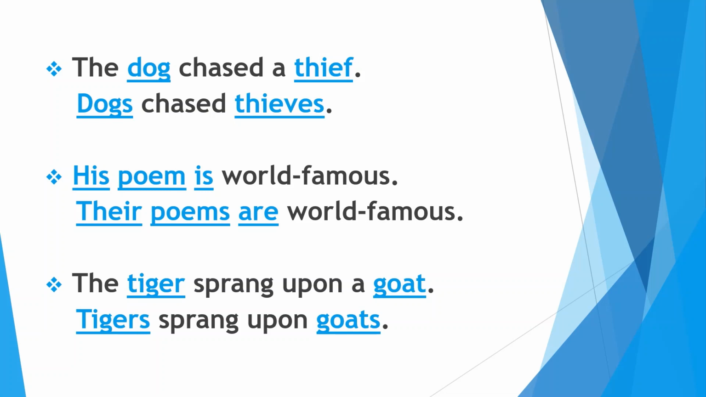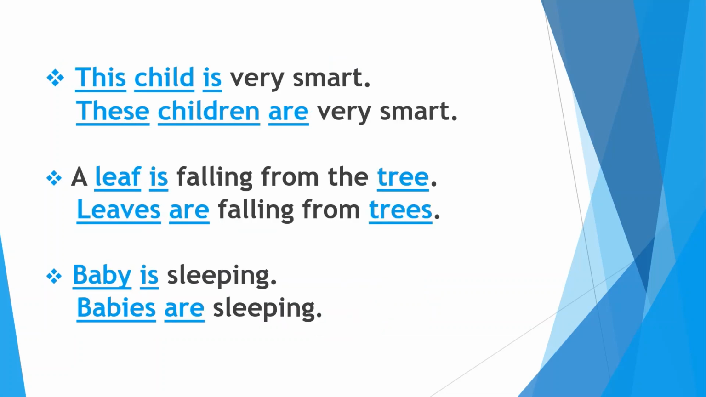Now the next sentence is: this child is very smart. Here the underlined words are this, then child and is. Means here you have to change these words into plural form. Then the sentence will be correct. So the changed sentence is: these children are very smart. In this sentence you can see that the plural form of this is these, the plural form of child is children, and the plural form of is is are.